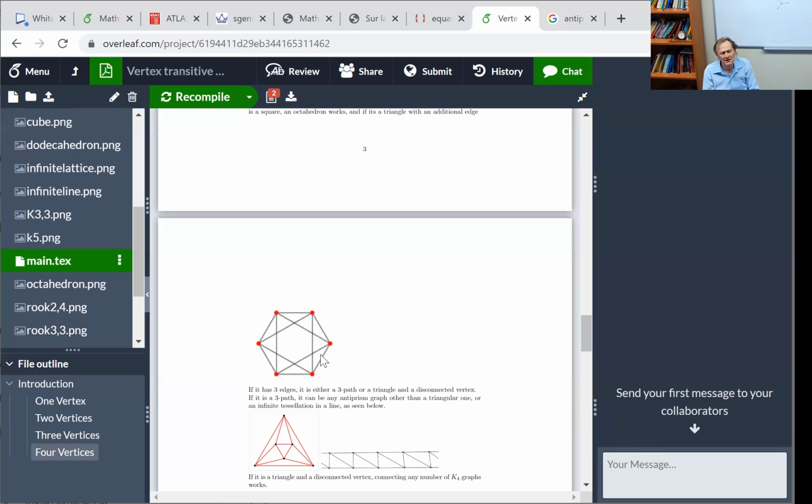So I suggest cleaning up your presentation for the case of 4 vertices, and then perhaps make a start on 5. I think you'll find there's quite a few of them that you can answer, but then we can find out which are the difficult cases.